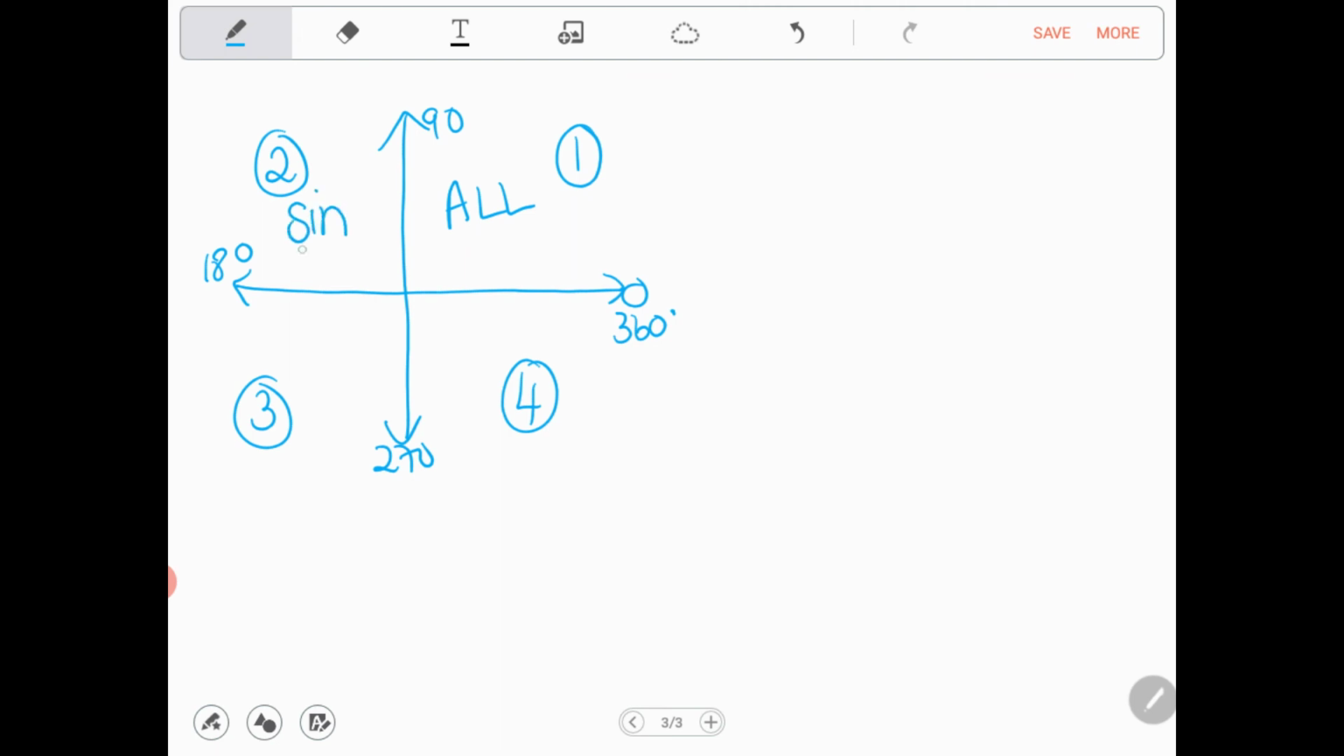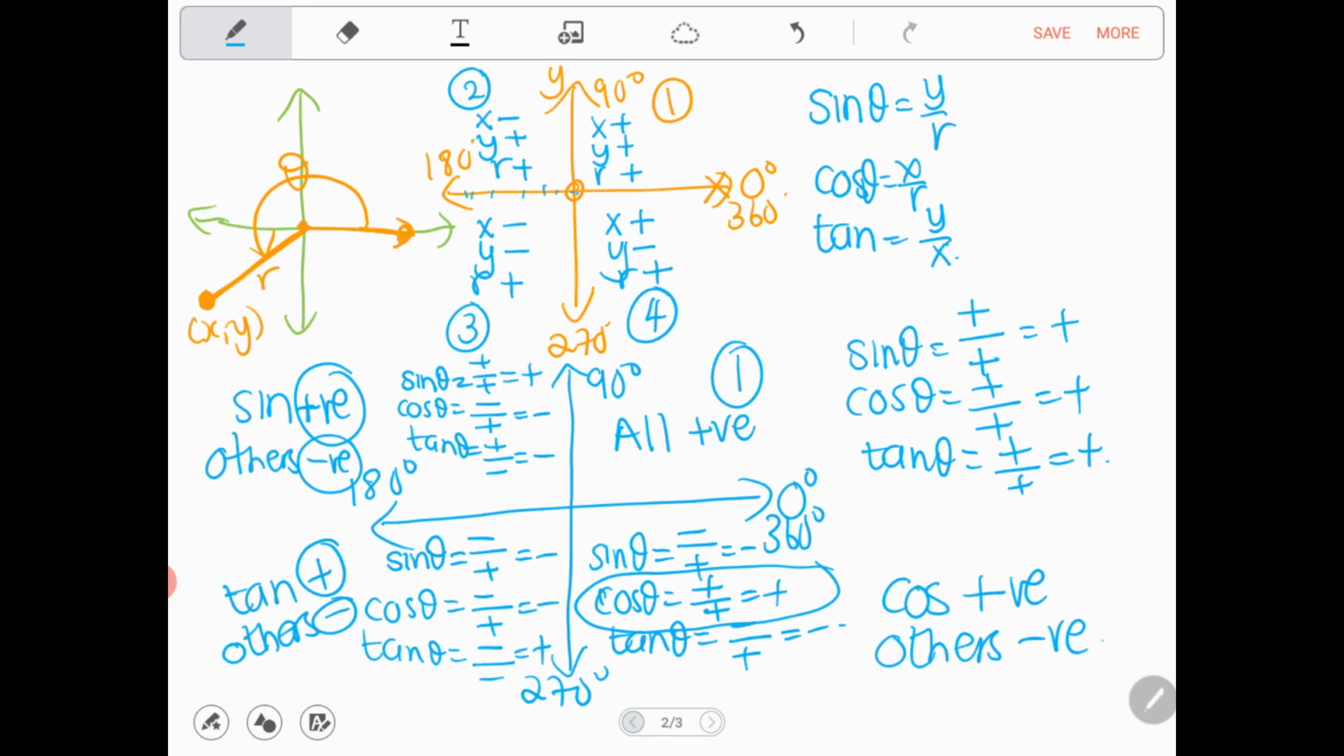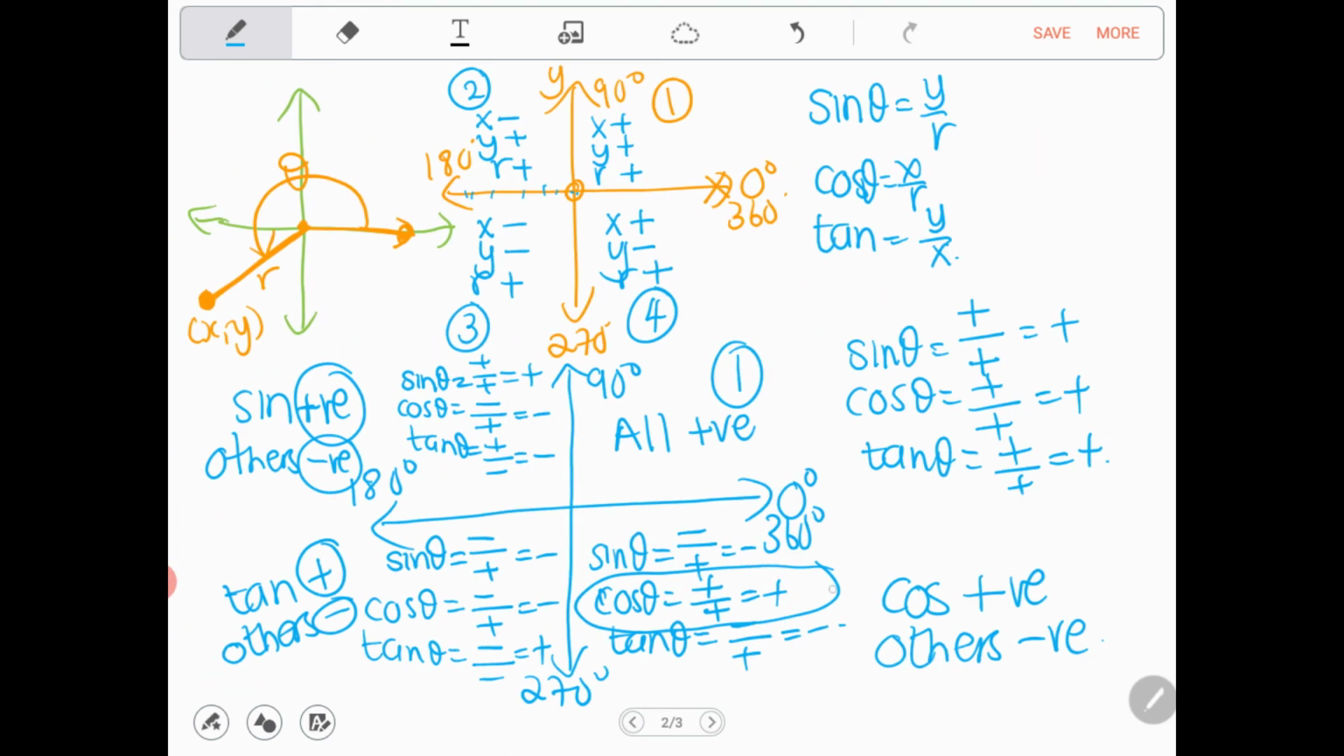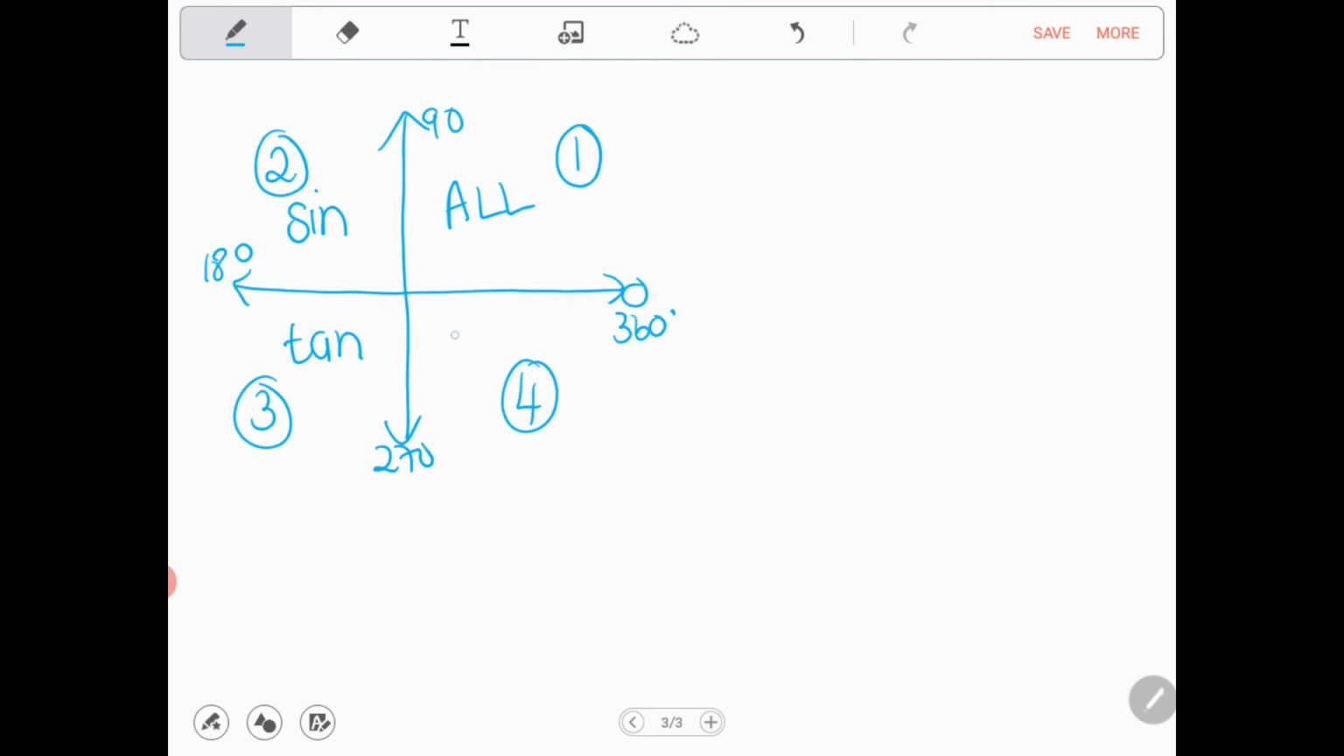Sine is positive, and because we've written sine there, we know that that's a positive one, and the others, cos and tan, are the negative ones in that quadrant. Okay, what happened in the third quadrant? Tan was the only positive one. Sine and cos were negative, so here I write tan. That's the only positive one there. Sine and cos are negative. And in the fourth quadrant, looking back here, cos was the only positive ratio. The other two were negative. So in this one, we're going to write cos.